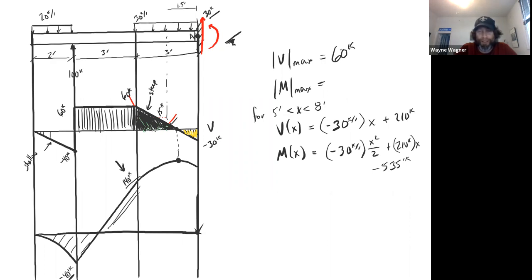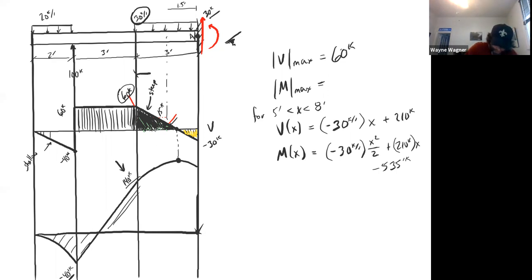No ideas? Calculus, remember calculus 1, I think. All right, so there's a few things we can do. One, I can note that the slope of this line is 30 kips per foot. I started at 60 kips, so I went down 30 per foot.